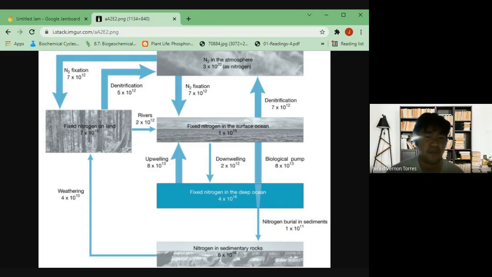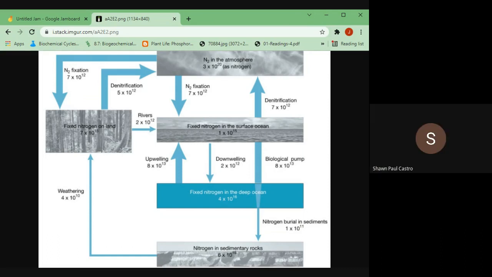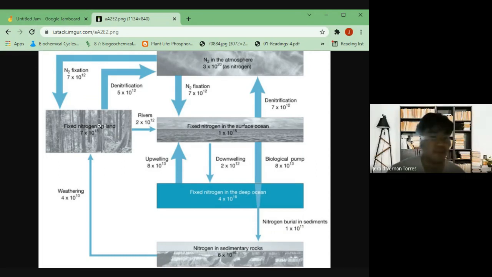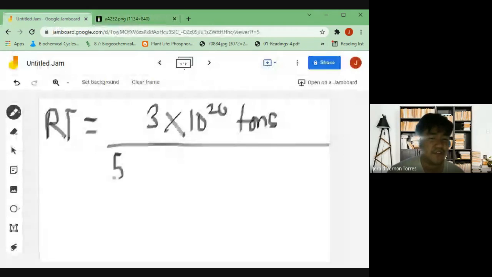Saan mo kinuha yung 7? Volume yan ng lupa. Ang tinatanong ko yung influx, yung material na nag-enter sa atmosphere. May arrow na nga eh. That would give you a clue of rate. 5 times 10 raised to 12, sir. So, itong 5 times 10 raised to 12, ito yung nitrogen na nanggagaling saan? Sean? According to the diagram, sa lupa. These are the nitrogen coming from the land going to the atmosphere. So, we have 5 times 10 raised to 12 tons per year.